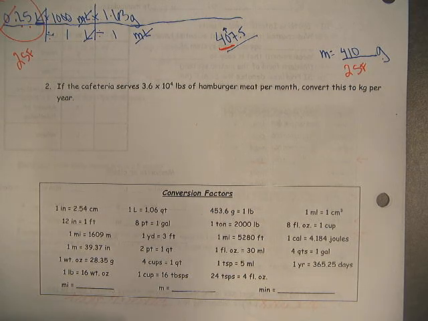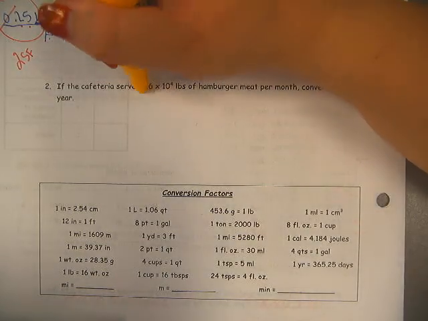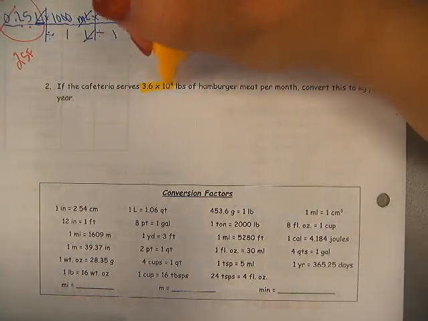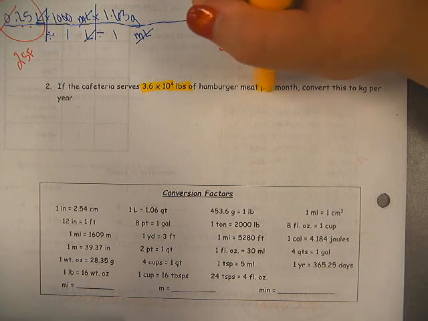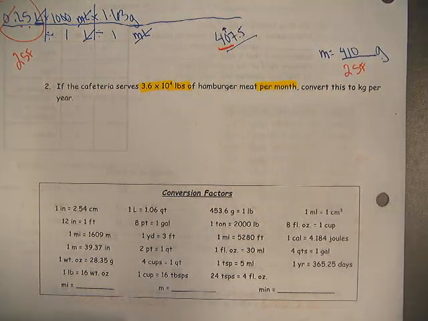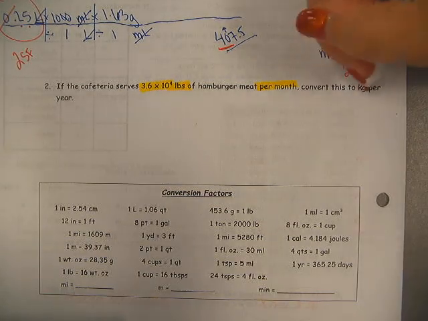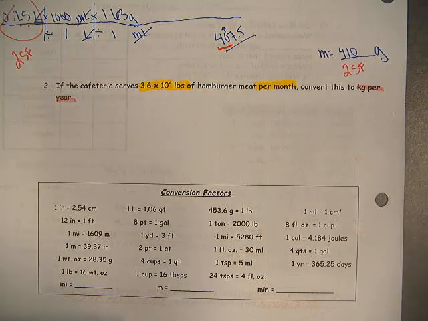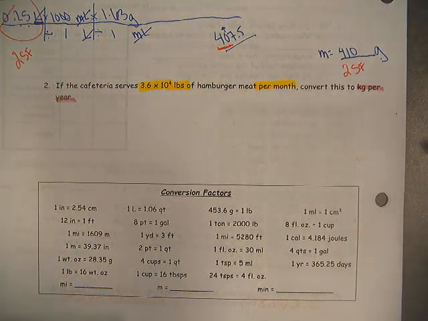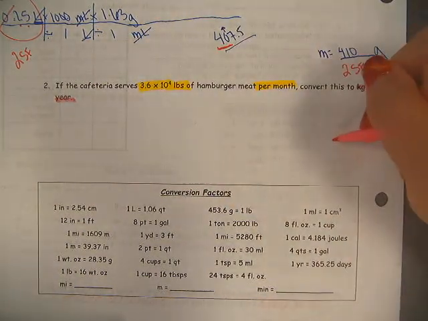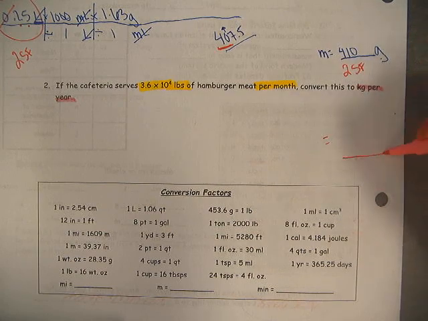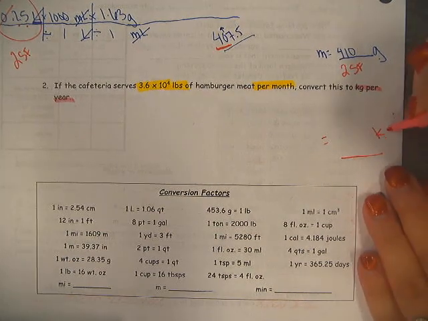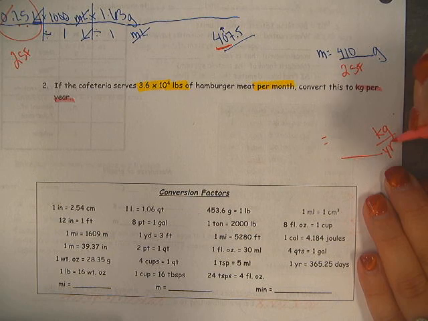Example number 2 says, if the cafeteria serves 3.6 times 10 to the 4th pounds of hamburger meat per month, convert this to kilograms per year. So I'm going to say this one in pink. Kilograms per year is what we're looking for. So when I'm done converting this value, my final answer will be something kilograms per year.